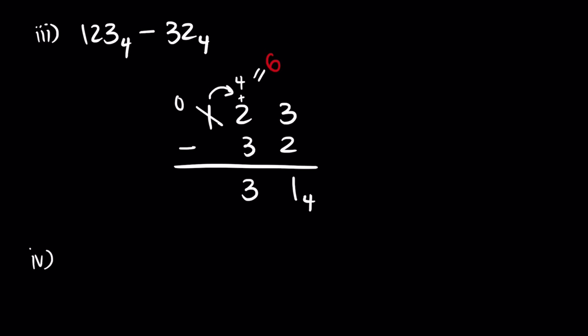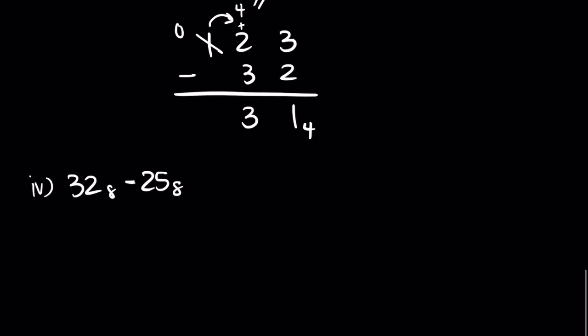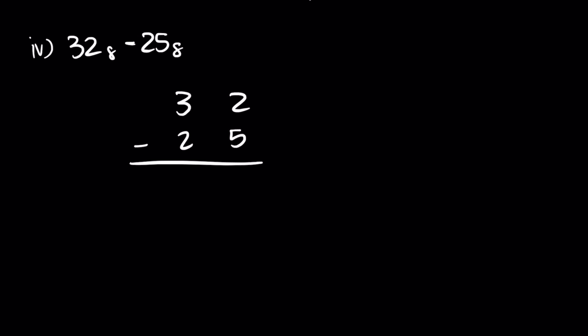Next example is 32 base 8 minus 25 base 8. 2 minus 5. By now we know that we need to borrow from the 3, which leaves us with 2. And we bring over 8 since we're in base 8. So our new number is 8 plus 2, which is 10. And 10 minus 5 is 5. 2 minus 2 is 0, so our answer is 5 base 8.